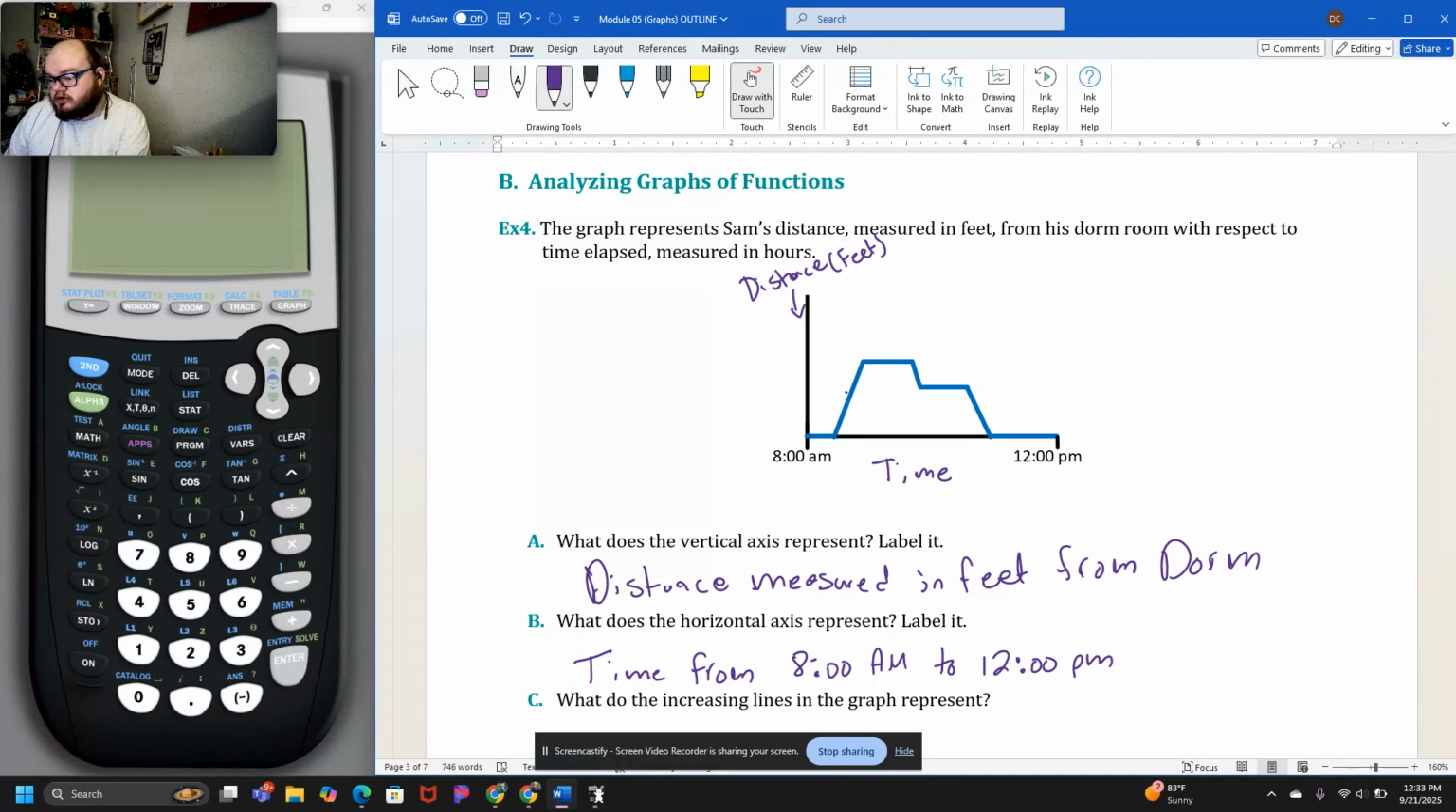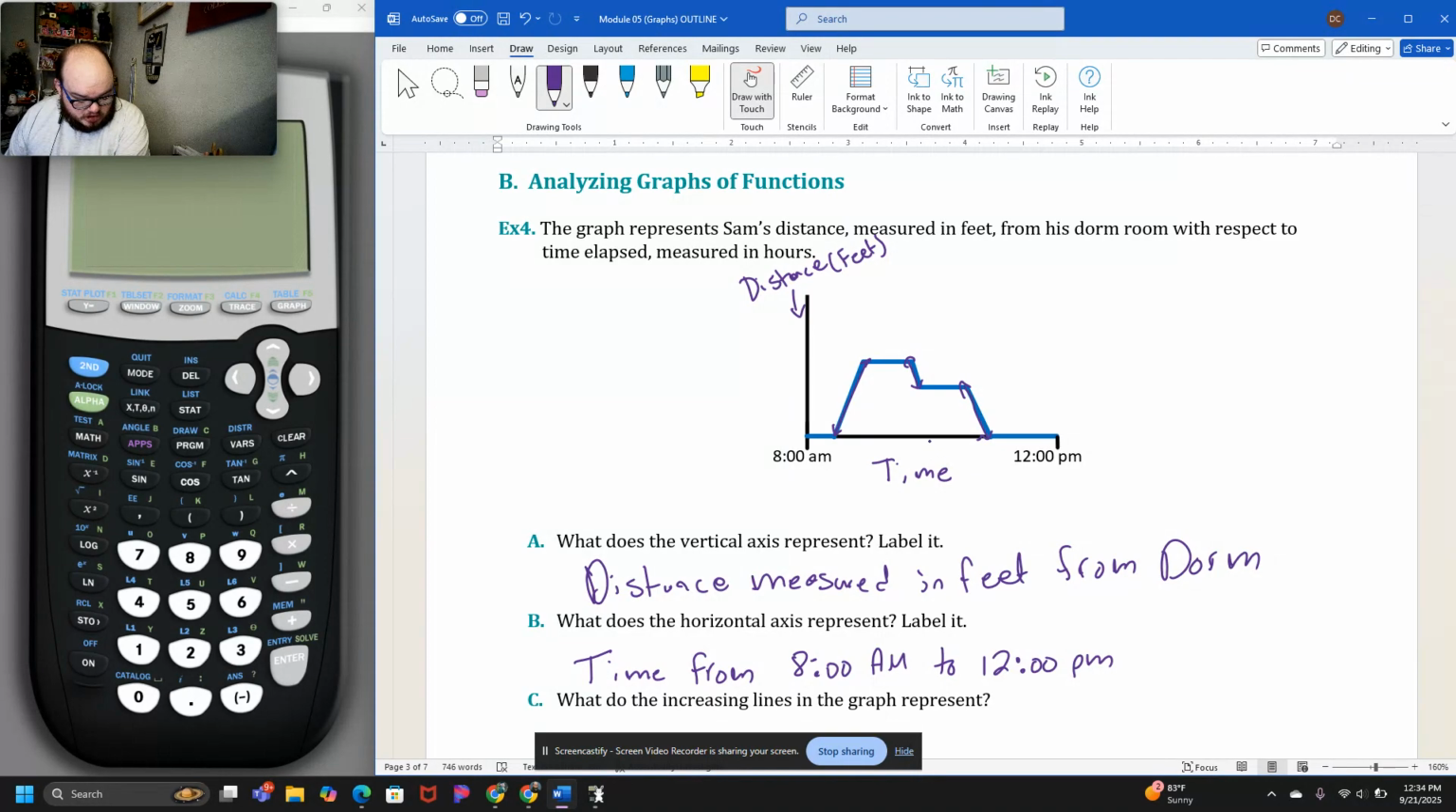So what do the increasing lines represent? That means that Sam's getting further from his dorm, right? So when I see these increasing lines here, or this one increasing line, that means that Sam is getting further from his dorm room, which is what part C is asking. Now part D says, what do the decreasing lines represent? The decreasing lines represent when he's going back toward his dorm, right? So he's getting closer to his dorm with those decreasing lines, okay?